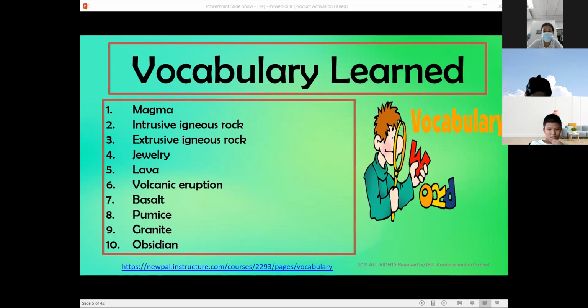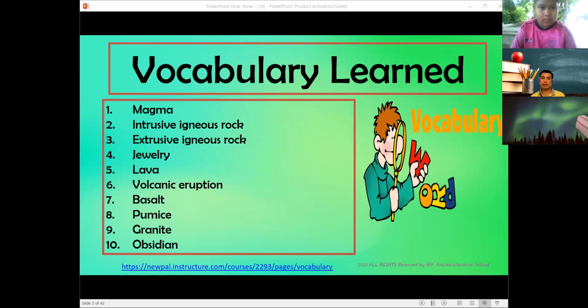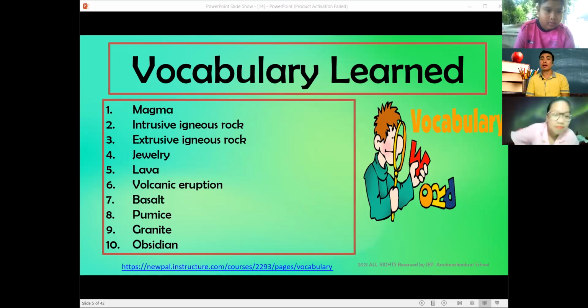Jirayu, what do you think is the difference between an intrusive and extrusive igneous rock? Yes, Natawat. The intrusive rock is made in a volcano, but extrusive rock comes out from the volcano and becomes rock. Okay, so thank you, Natawat. So in simple words, we can say that an intrusive igneous rock is made from magma, and the extrusive igneous rock is made from lava, right? Is that correct? Yeah, magma and lava. Thank you, Natawat.